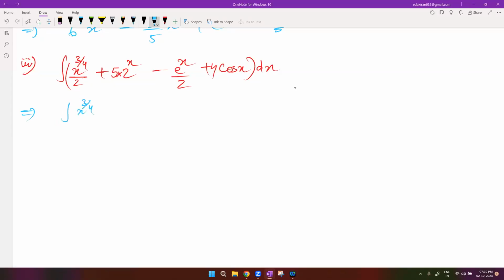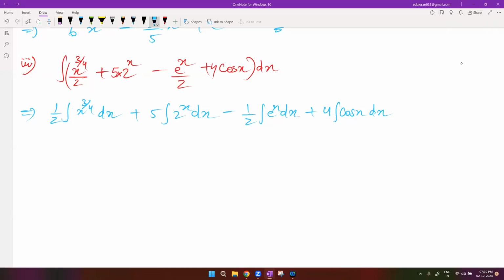x to the power 3 by 4 dx, and 1 by 2 will be there as well. So I'm taking that 1 by 2 outside. Plus I'm taking 5 outside, 2 to the power x dx, minus I'm taking 1 by 2 outside. This will be e to the power x dx. And then last would be 4 times integration of cos x dx.